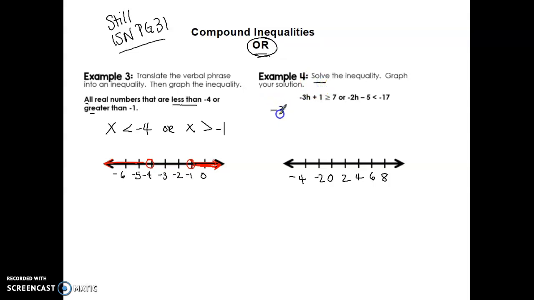You have -3h plus 1 greater than or equal to 7, and you have to do that two-step equation. You're going to subtract 1, and then you're going to divide by -3. Oh, careful. When you divide by -3, that means that you switch the inequality. h had to be less than or equal to -2 when I solved the left-hand side.